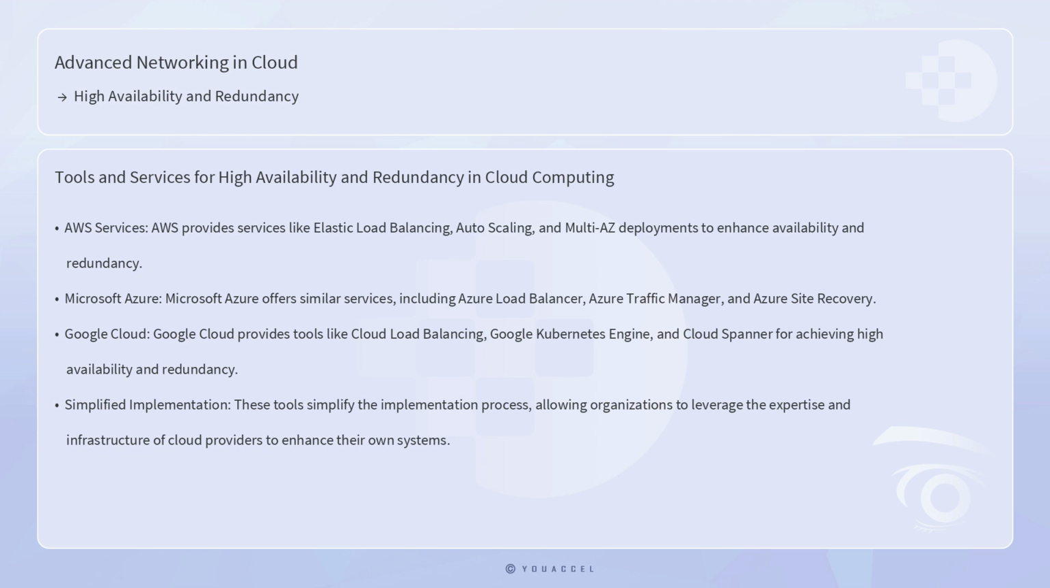Cloud providers offer various tools and services to help organizations implement high availability and redundancy. For example, AWS provides services like Elastic Load Balancing, auto-scaling, and multi-AZ deployments to enhance availability and redundancy. Microsoft Azure offers similar services, including Azure Load Balancer, Azure Traffic Manager, and Azure Site Recovery. Google Cloud provides tools like Cloud Load Balancing, Google Kubernetes Engine, and Cloud Spanner for achieving high availability and redundancy. These tools simplify the implementation process, allowing organizations to leverage the expertise and infrastructure of cloud providers to enhance their own systems.